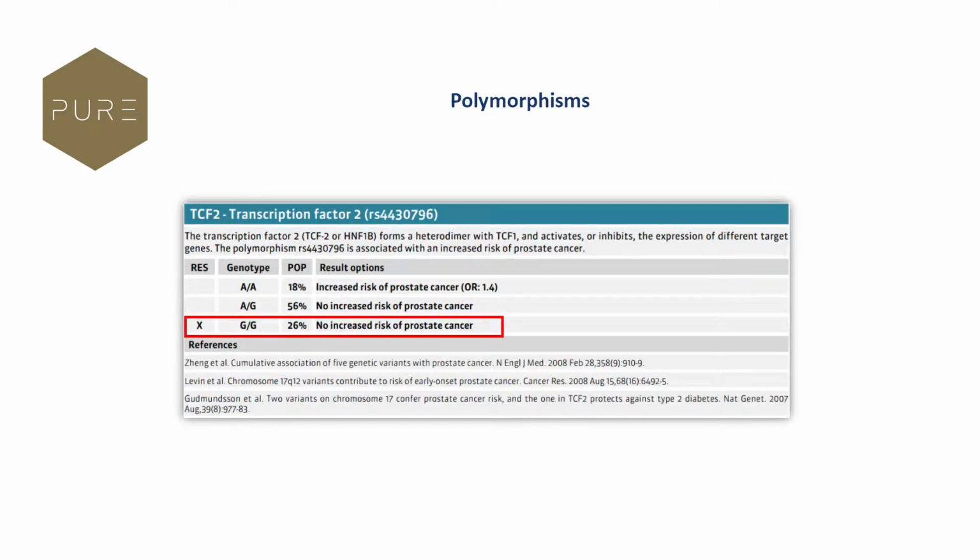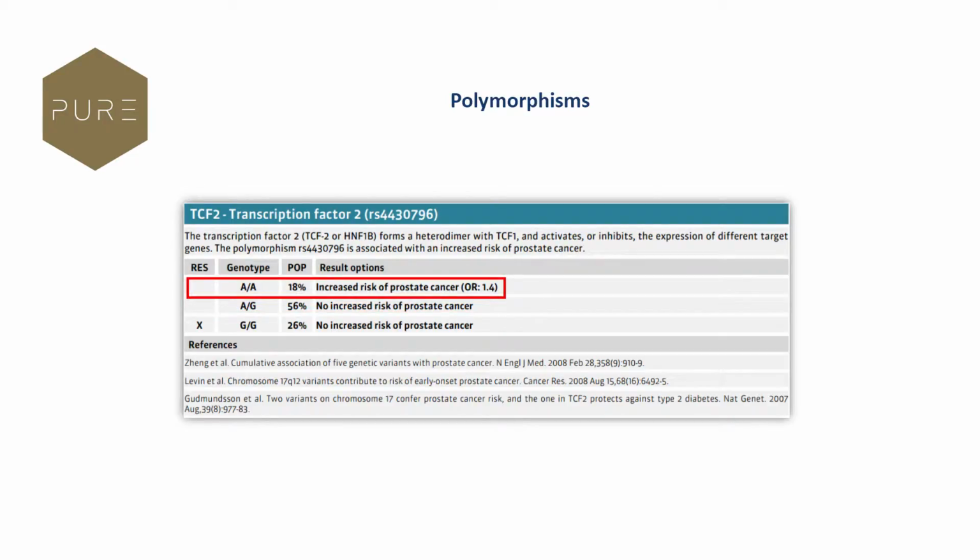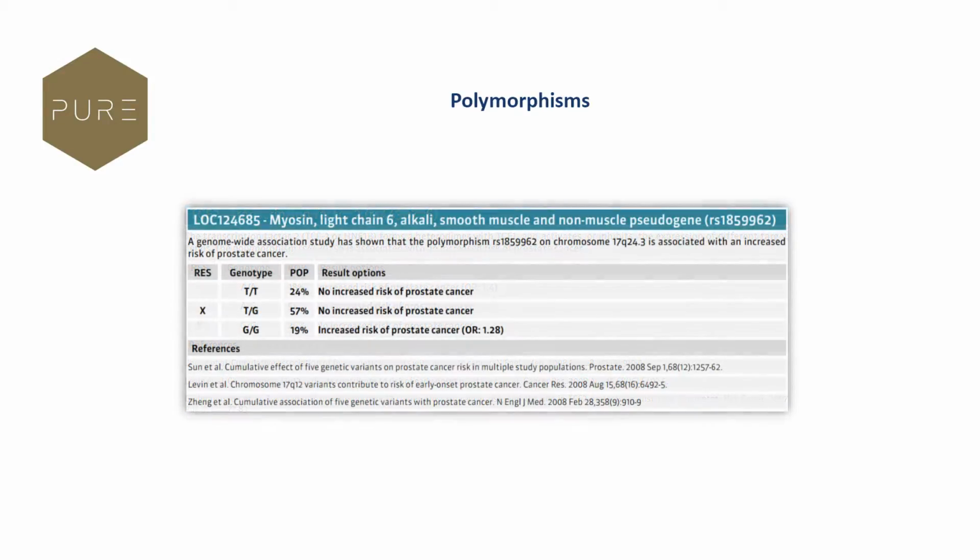All right, this person here with the X has a GG genotype. 26% of the population has the same genotype, so about a third of the population has the same. And in this case, the meaning is no increased risk for prostate cancer. And if you have an A and a G, which is more than half of the population, also no increased risk. And if the person had an AA, it would mean that the risk is odds ratio 1.4. If you don't know what odds ratio means, I would also recommend the disease risk statistics training. There you'll learn everything about it. So the risk is 1.4 that of a person with the optimal genes. Here are the scientific references for it.